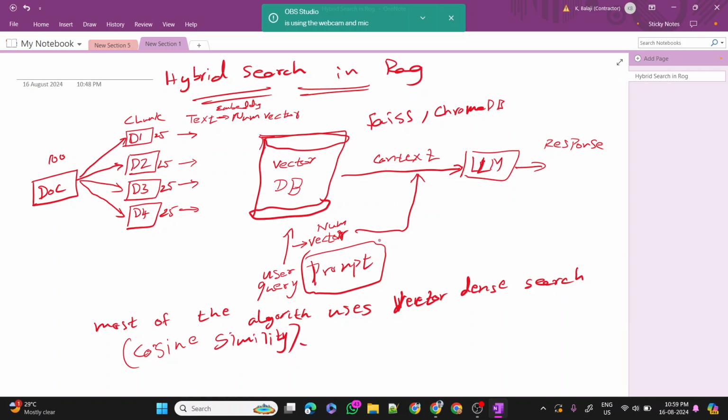The context and prompt are given as input to the LLM. The LLM will analyze and summarize and give the response. The final output will be in a summarized format that humans can easily understand.